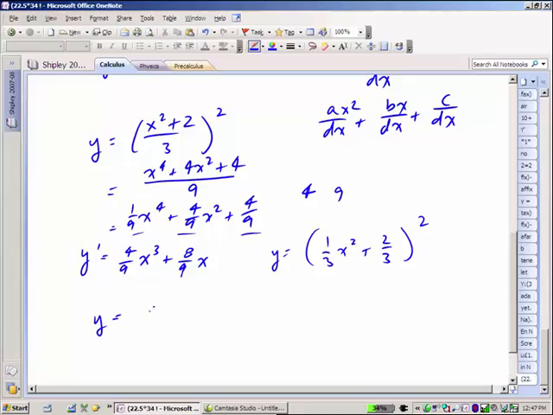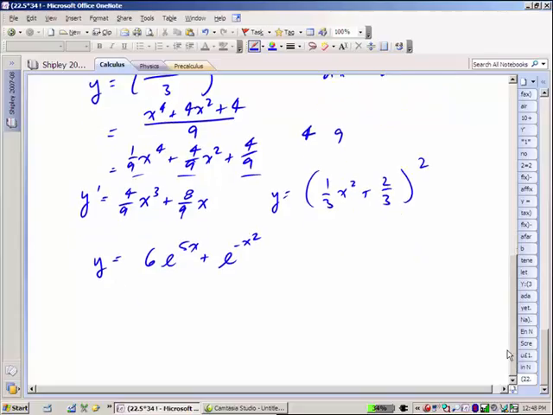41 says 6e to the 5x plus e to the negative x squared. These look like 2 pieces that I have to do. I think I can do them. I don't think there's any algebra to do up front.